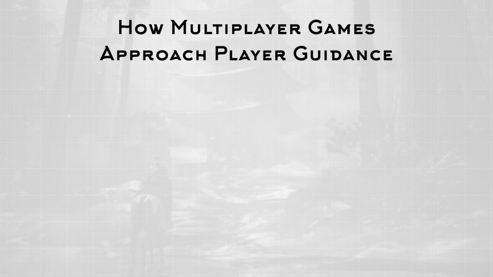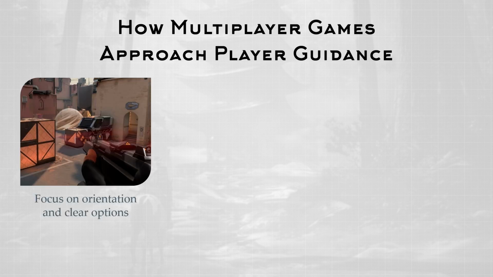Okay, when I thought about this before the session and looked at different multiplayer games, what I found was that there's a focus on facilitating the orientation of the player and providing them with clear options. So these would be the primary functions that our player guidance has to fulfill in a multiplayer game. And giving the player a goal and direction becomes way less important because we don't know where they have to go at any given moment.